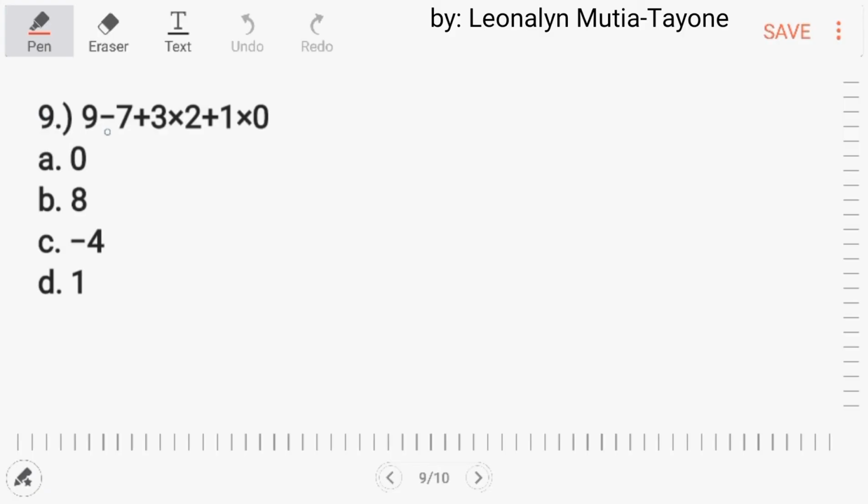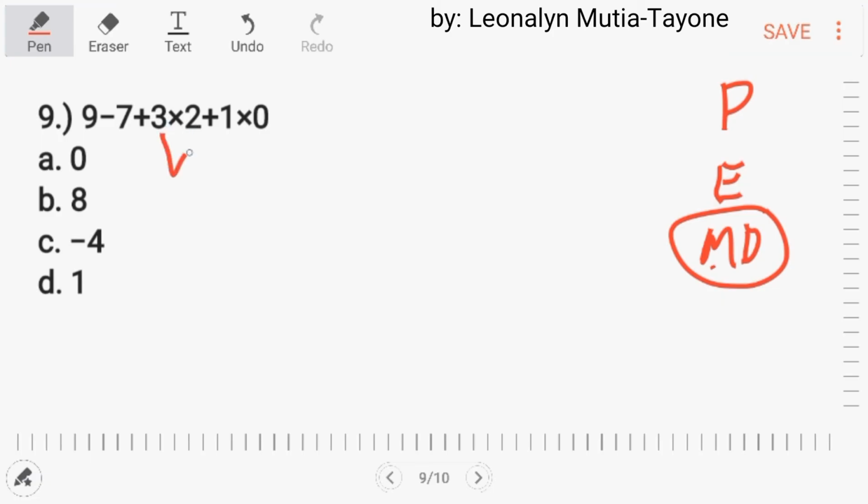Number 9, ang mga operations na andito ay subtraction, addition, at saka multiplication. PEMDAS ulit tayo. M or D, wala namang division, multiplication lang. So, unahin natin si multiplication. 3 times 2, that is 6. Mayroon pa isang multiplication. Kasi, i-bring down natin yung addition. 1 times 0 equals 0. Any number multiplied by 0 is equal to 0.